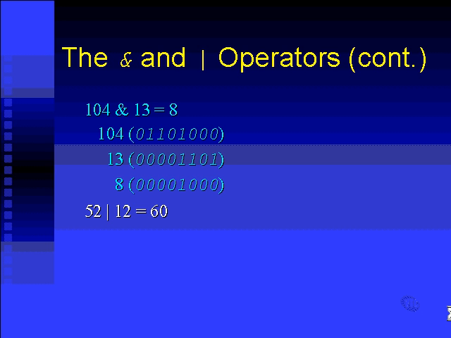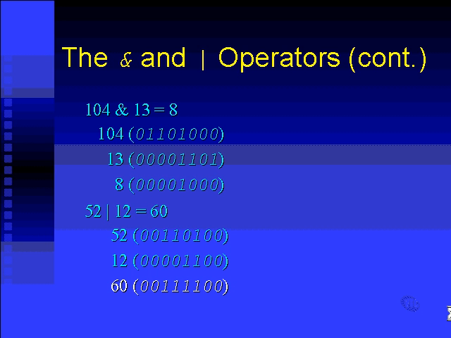As far as OR is concerned, 52 OR 12 equals 60. 52 looks like that, 12 looks like that, and the answer is if a bit is on in either of the operands, then it's on in the answer. And that's pretty much all there is to it. Stare at that for a little while and you'll get it. Pause the video if you need to.